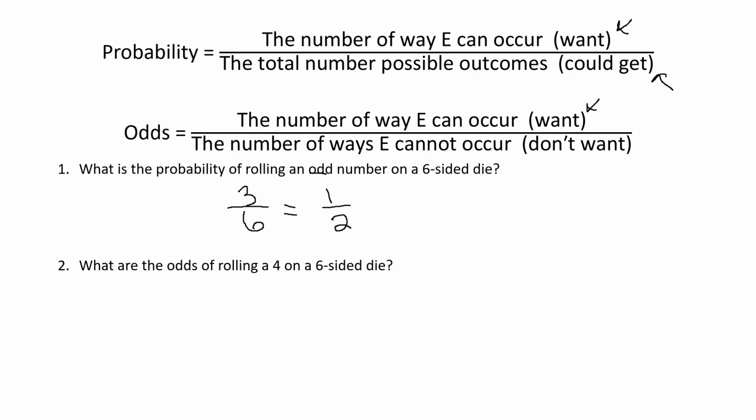So the next one is, what are the odds of rolling a 4 on a 6-sided die? What I want is the 4, and there's only 1 4 on the die. 1, 2, 3, 4, 5, 6. What I don't want is 1, 2, 3, 5, or 6. That is 5 options that I don't want. So the probability is 1 out of 6, and the odds are 1 out of 5 that I will get that. So remember, probability is what I want over the total that I could get. Odds is what I want over what I don't want.